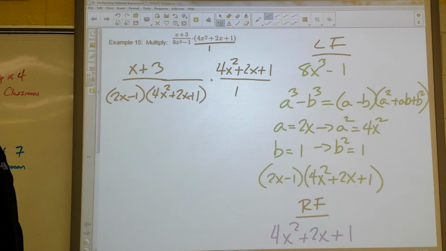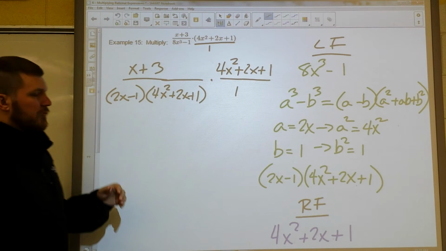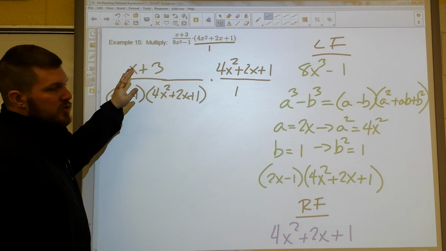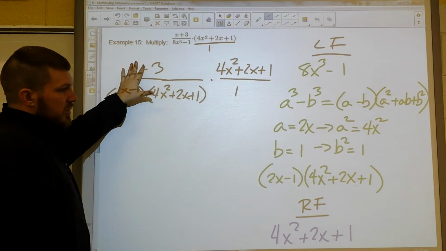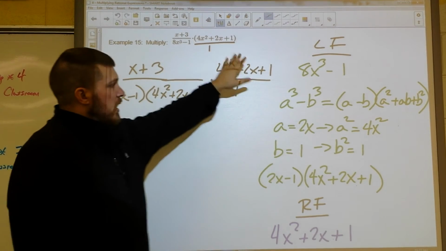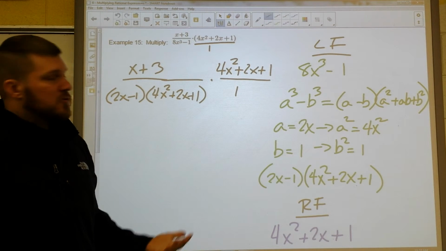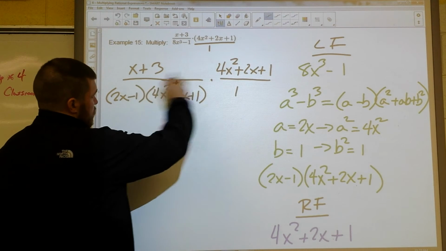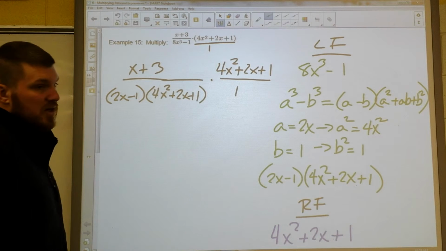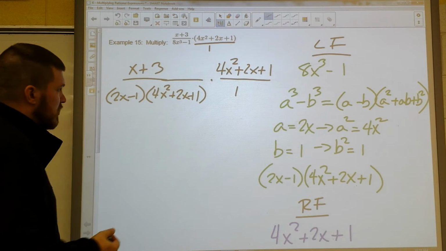All right, now we're ready to start multiplying straight across, but before we do that, we want to double check each individual fraction, see if anything will cancel out. In the left fraction, nothing cancels. In the right fraction, nothing cancels. So we just move on to the next step, which is multiply straight across. Again, do not multiply the pieces together. We're just going to set pieces side by side to represent multiplication.